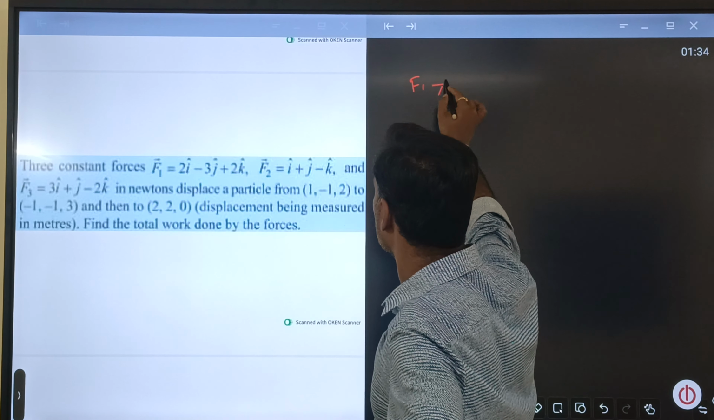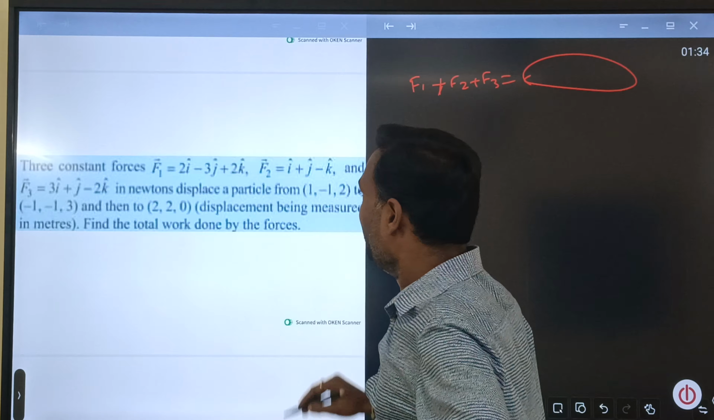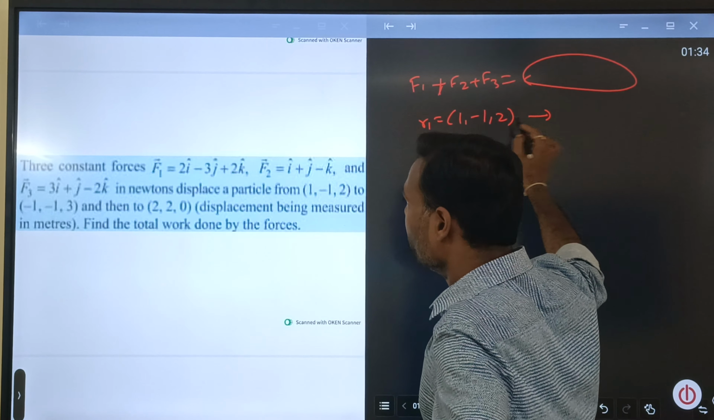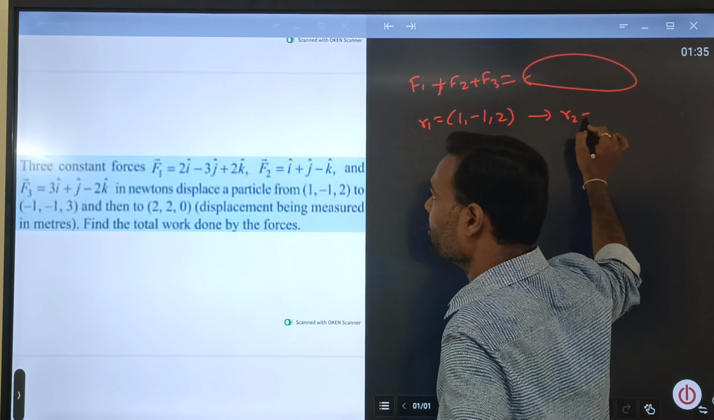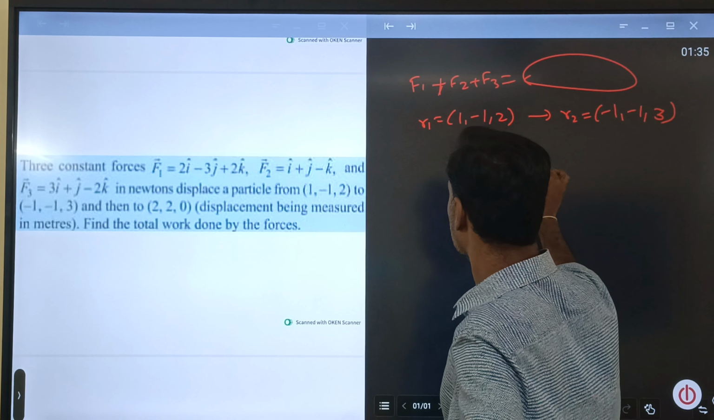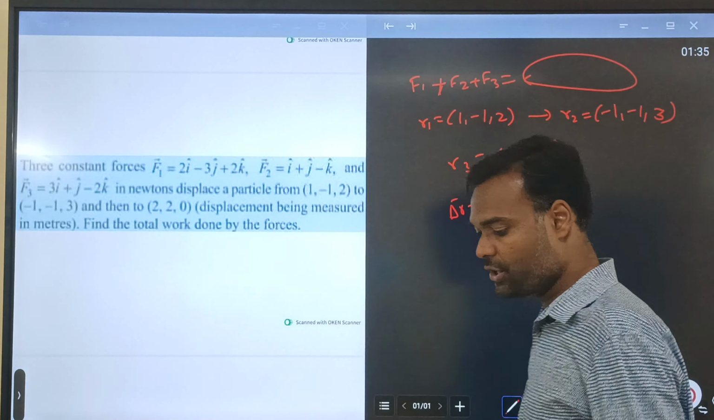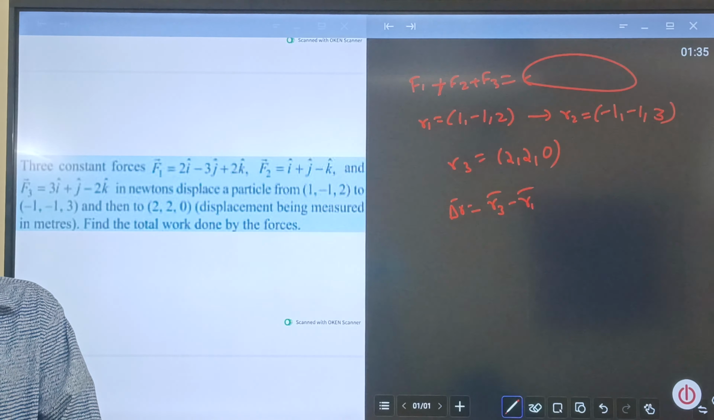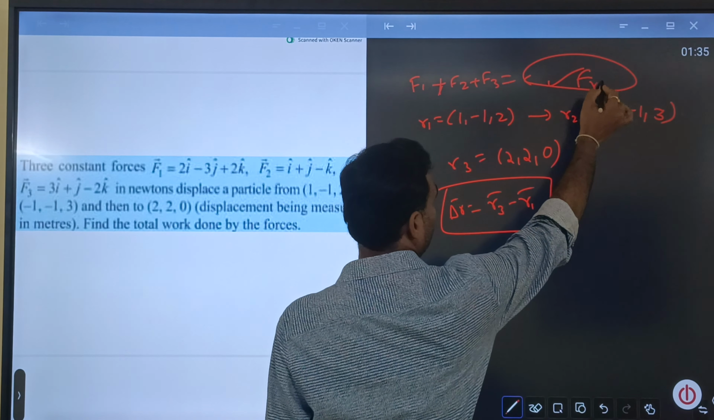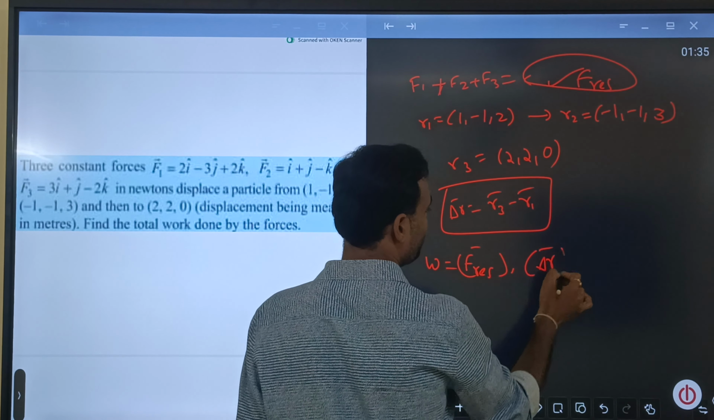F1, F2, F3, three vectors addition will give some resultant vector. Here R1 position is equal to 1 comma minus 1 comma 2, R2 is minus 1 comma 3, and R3 is equal to 2 comma 2 comma 0. So delta R is equal to R3 minus R1, change in position, that is final position minus initial position, and we are getting a resultant F resultant here. Work done is equal to that F resultant dot delta R.